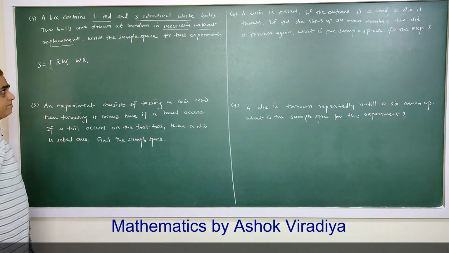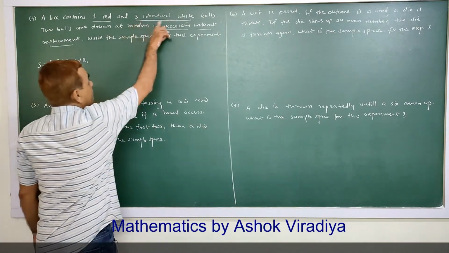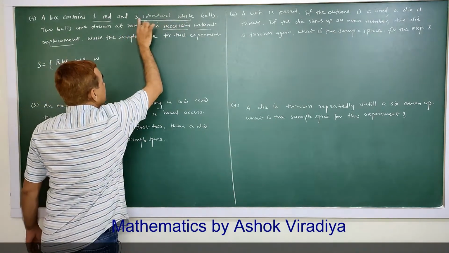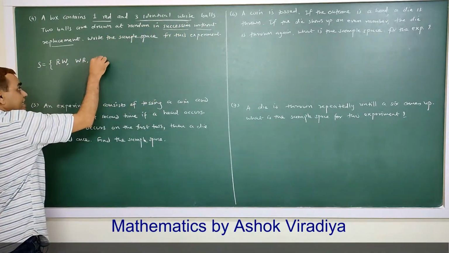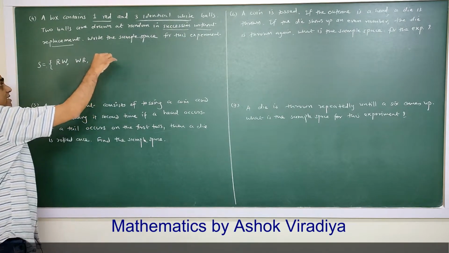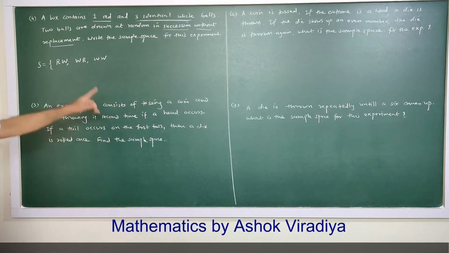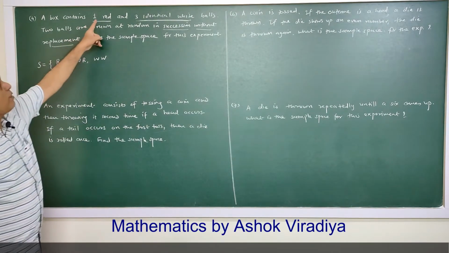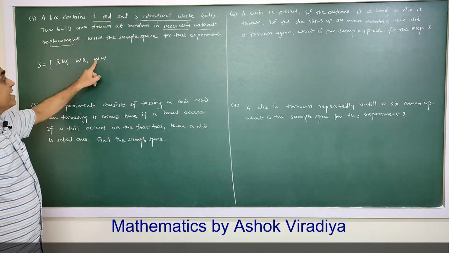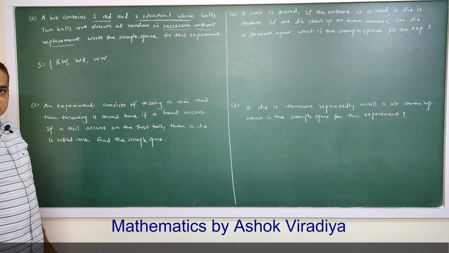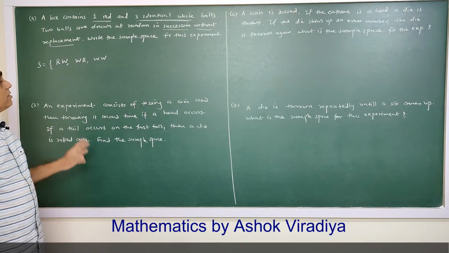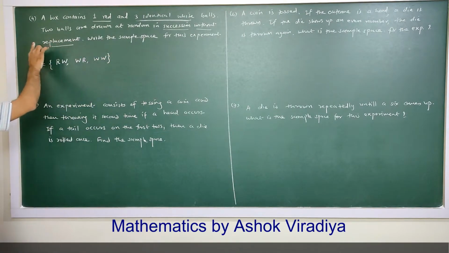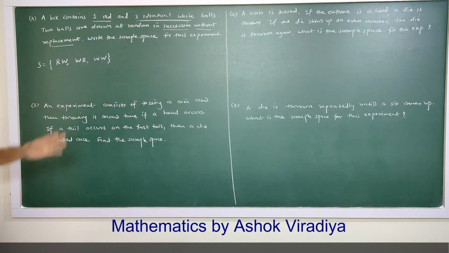Third possibility, the first ball is white and the second ball is also from these three white balls, so the second is also white. So these are three possibilities. Only one red ball, so both times red is not possible. So the sample space associated with this experiment contains these three outcomes.